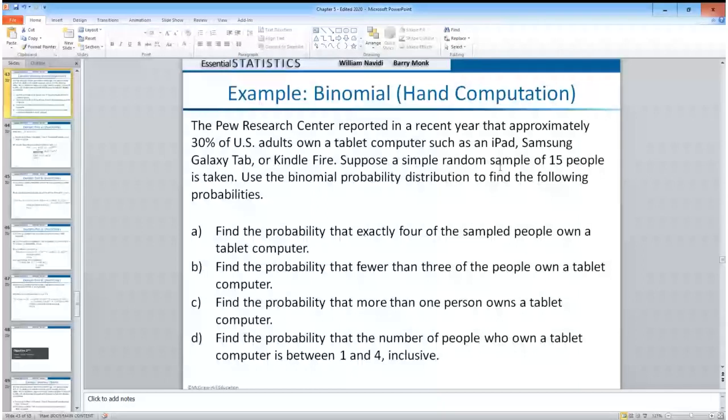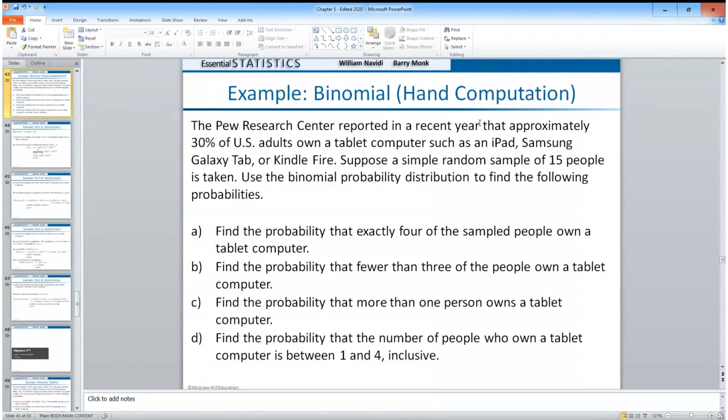So the first one, A, is find the probability that exactly 4 of the sample people own a calculator. That's why I have X is equal to 4. That's a real simple calculation, almost even by hand. But here's where these other ones get difficult, and this is why you've got to have some kind of technology. Find the probability that fewer than 3 of the people own a tablet. Fewer than 3 was X less than 3. So that means 0, 1, and 2.